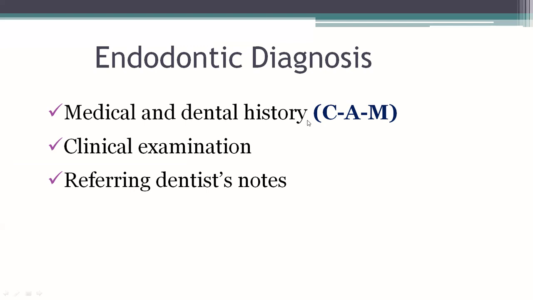In the dental history, we will keep reviewing the history of the tooth, which we will develop in the next slide. In addition to that, we will do a clinical examination, which is usually performed by the dentist. And then we're gonna check the referring dentist's notes. Sometimes we receive a referral from a general dentist to an endodontic office. So it's important to see what the dentist has written in the notes before sending the patient to an endodontic treatment.